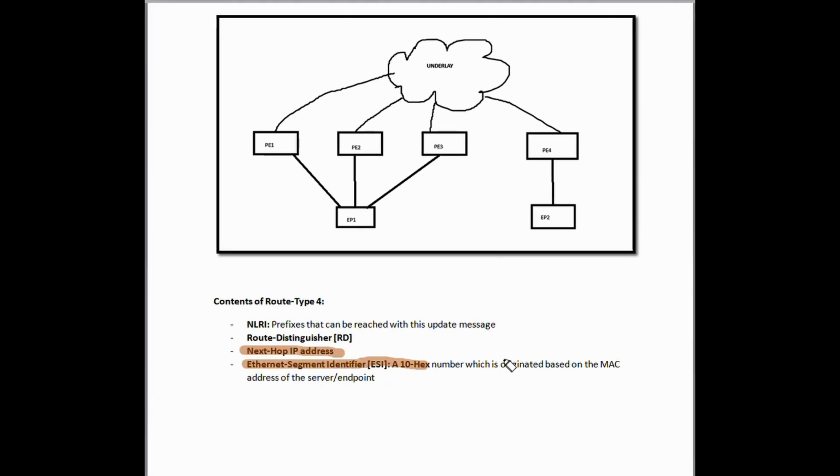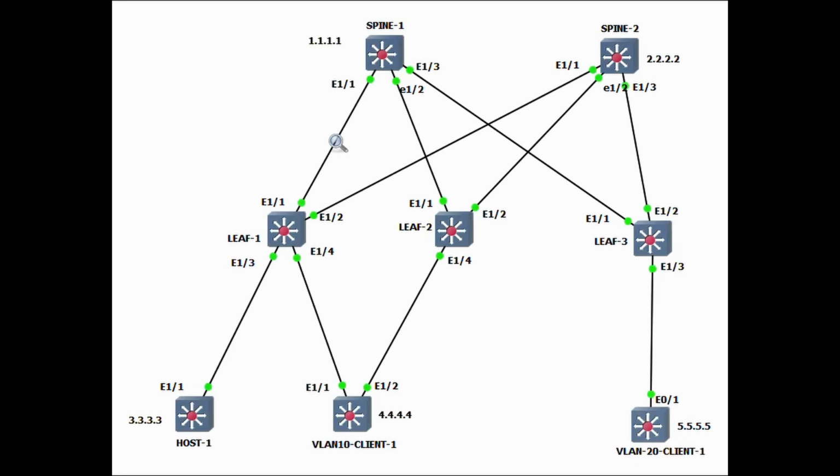And this ESI value that we discussed previously is based on the MAC address of the server or the connected endpoint. So guys, I'm going to quickly walk you through the contents of route type 4. This is the topology that we'll be working on. We have 3 leaf switches connected to 2 spines in a redundant manner. Then we've got VLAN 10 client 1, which is connected to both leaf 1 and leaf 2. Then we've got host 1, which is another client in VLAN 10. And then we have another client in VLAN 20 to check inter-VLAN connectivity.